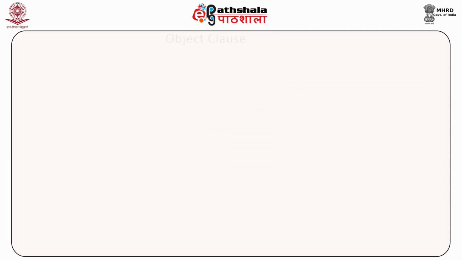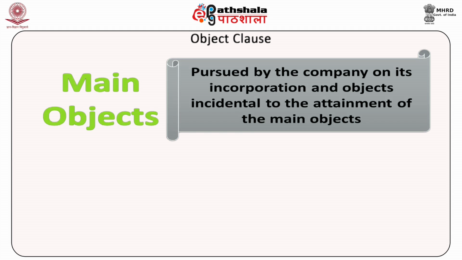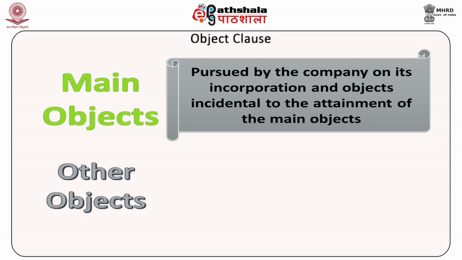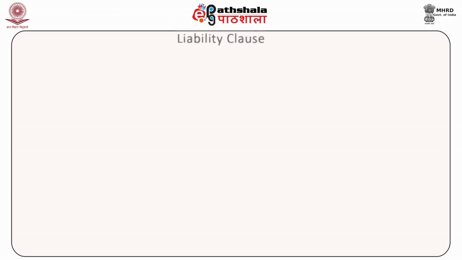In case of a company in existence immediately before the commencement of the Companies Act 2013, main objects of the company to be pursued by the company on its incorporation and objects incidental or ancillary to the attainment of main objects. Other objects of the company not included in subclause 1. We shall now move on to the liability clause.